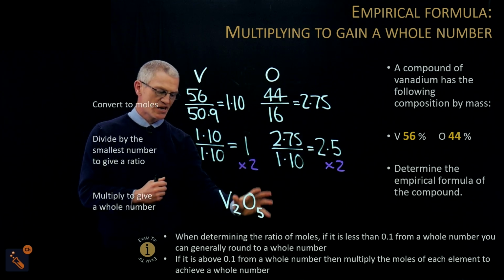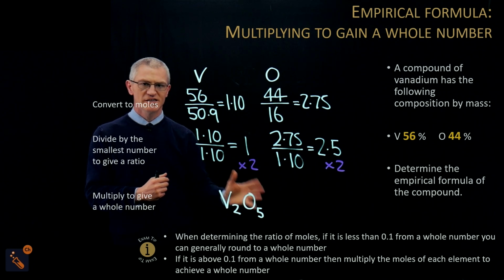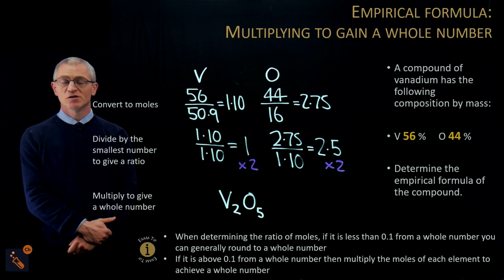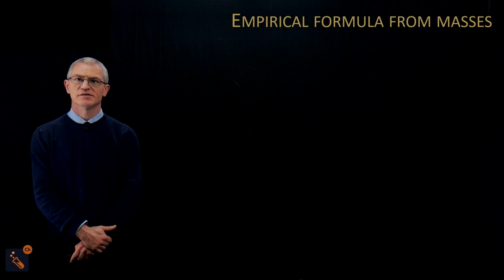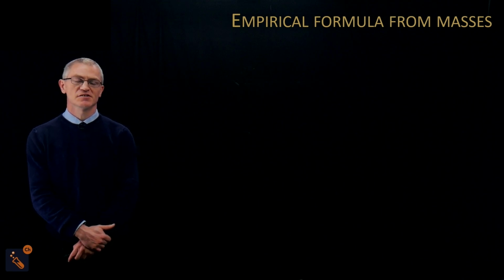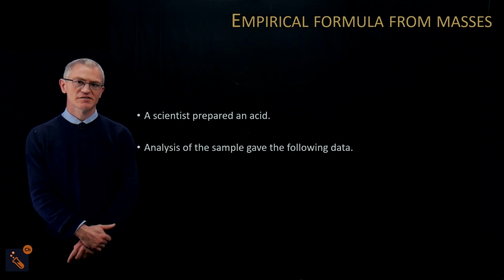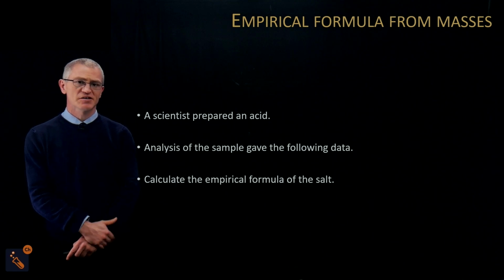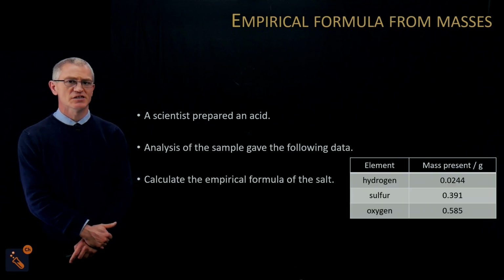We then apply that to our formula, and therefore we have the empirical formula when you have to multiply to gain a whole number. The next example is going to be without percentages and straight from masses. It's actually a slightly easier question. So a scientist prepared the acid and they analysed the sample and gave some data. They want you to calculate the empirical formula, and here is your data.